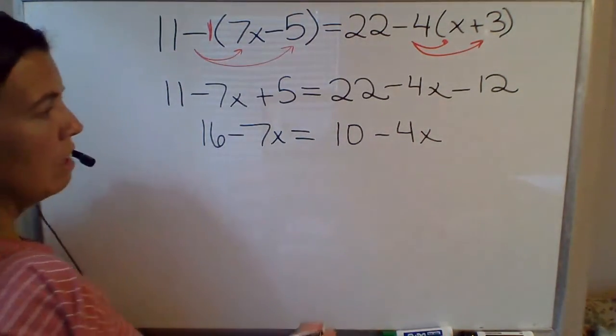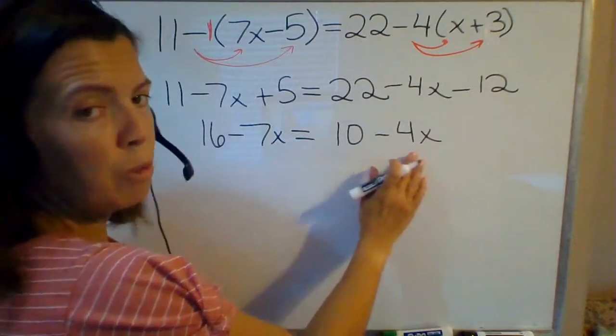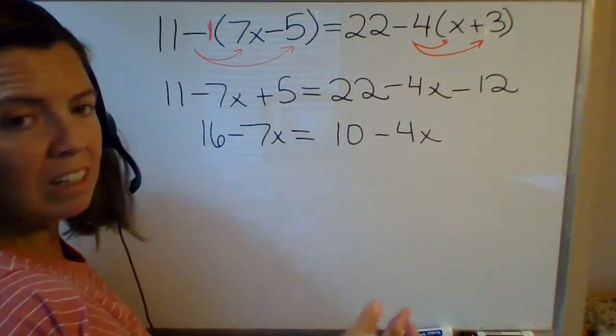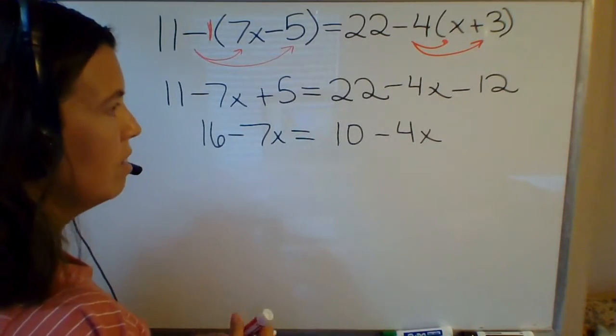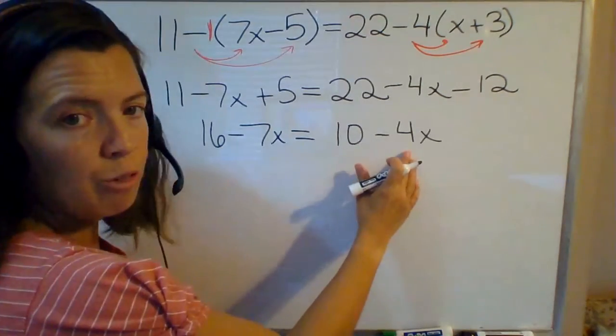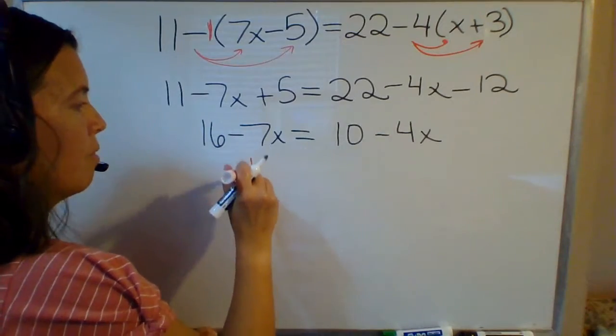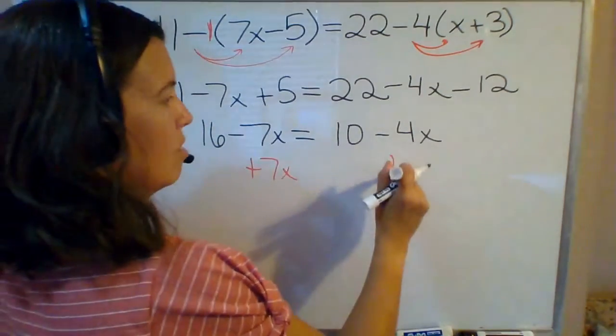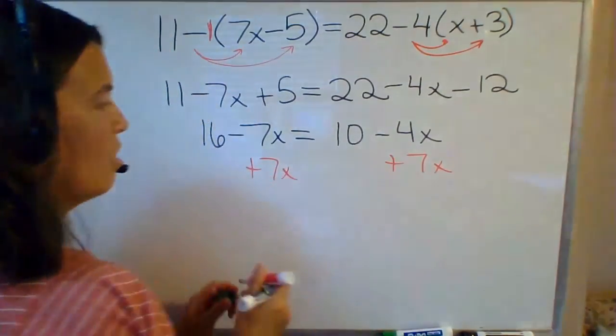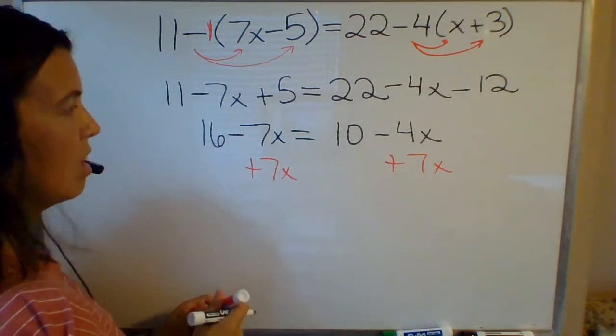Now this is sort of like the last example. You've got the variable appearing in the equation more than once, so we need to get the variable all on one side. And here again, you can either add 4x to both sides or add 7x to both sides. It doesn't matter. I'll add 7x to both sides. As long as you do the same thing to both sides, then it's going to be okay.